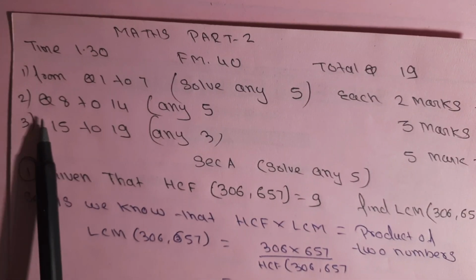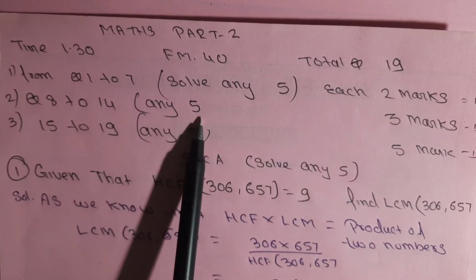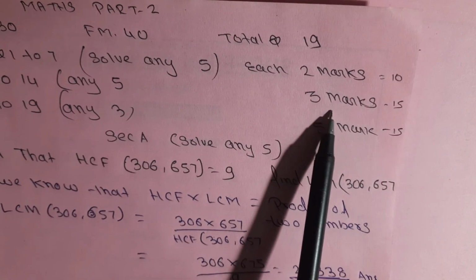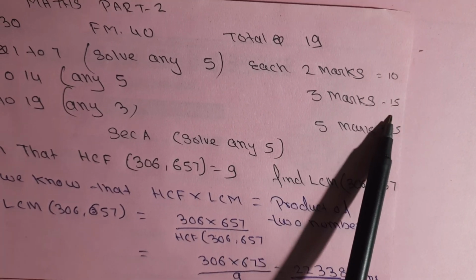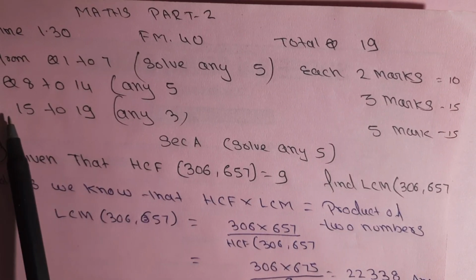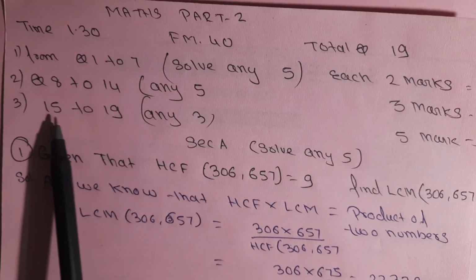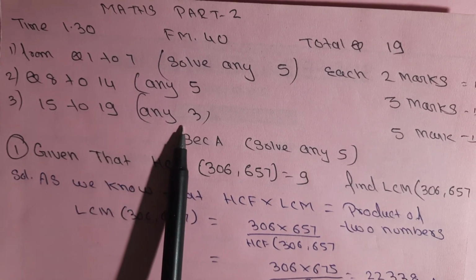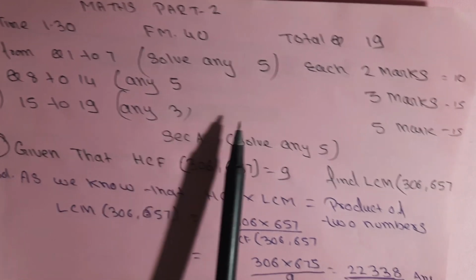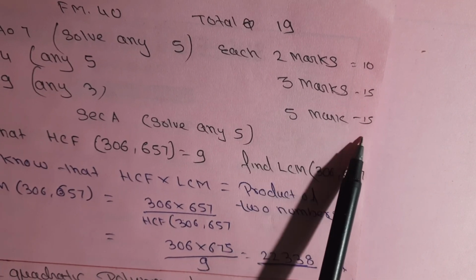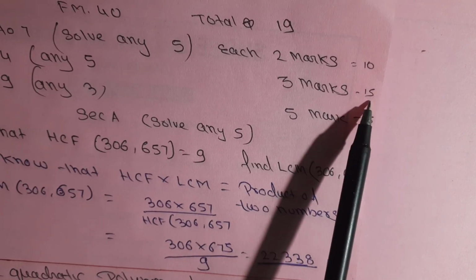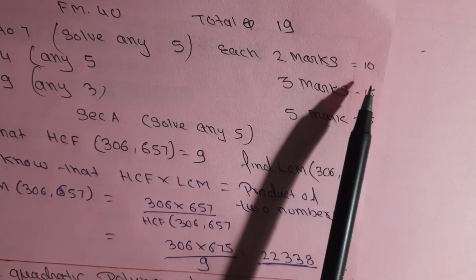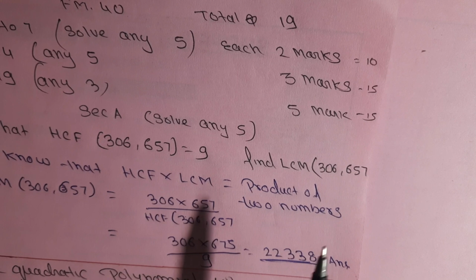Now questions 8 to 14, you have to solve any 5, and each question carries 3 marks, that means 3 fives are 15. Section 3 will have questions 15 to 19, long answers. You have to solve any 3 out of 5 questions, and each carries 5 marks, that is 5 threes are 15. So 15 plus 15 is 30, 30 plus 10 is 40. Like that the 40 marks have been divided.